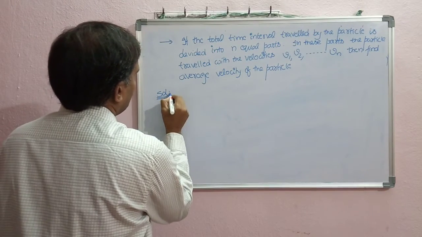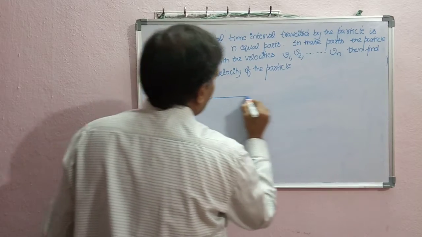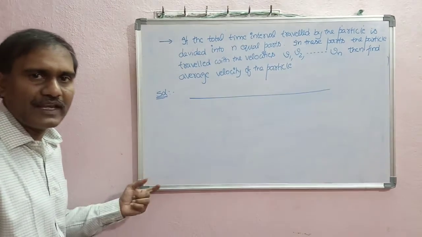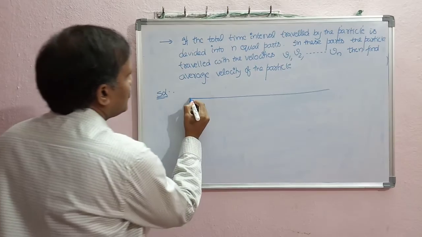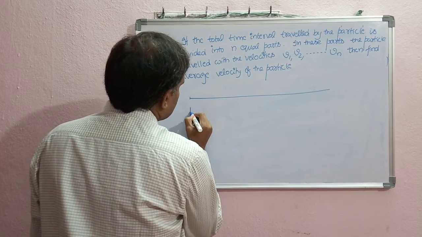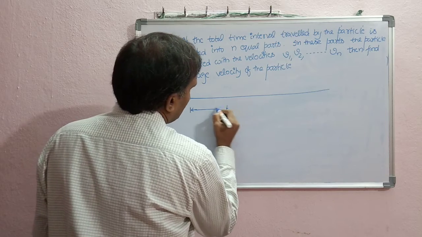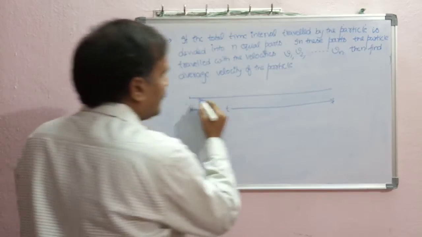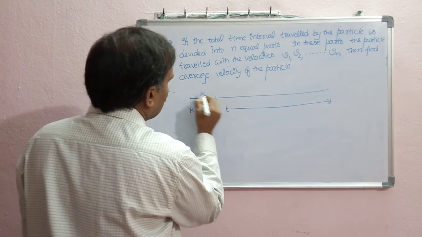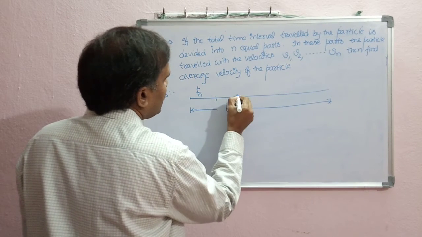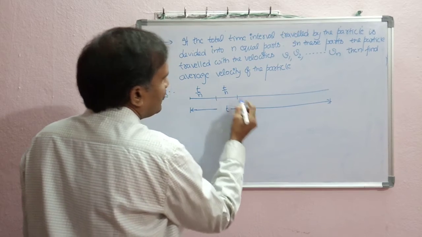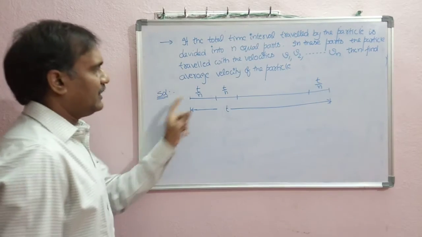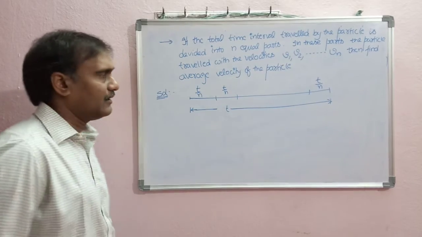Now, the particle is moving along the same straight line. I am assuming that the total interval of time is t seconds. Now it is divided into n equal parts. This is t by n, so on, t by n, so on up to t by n.